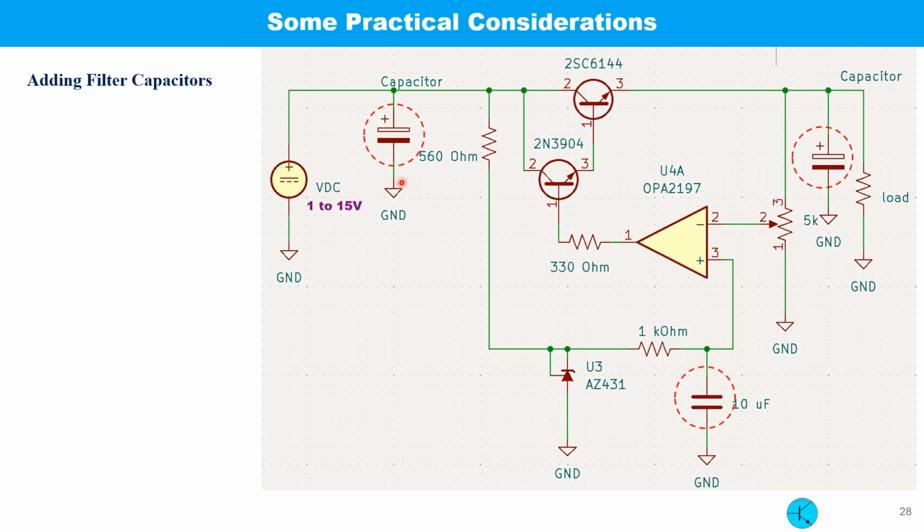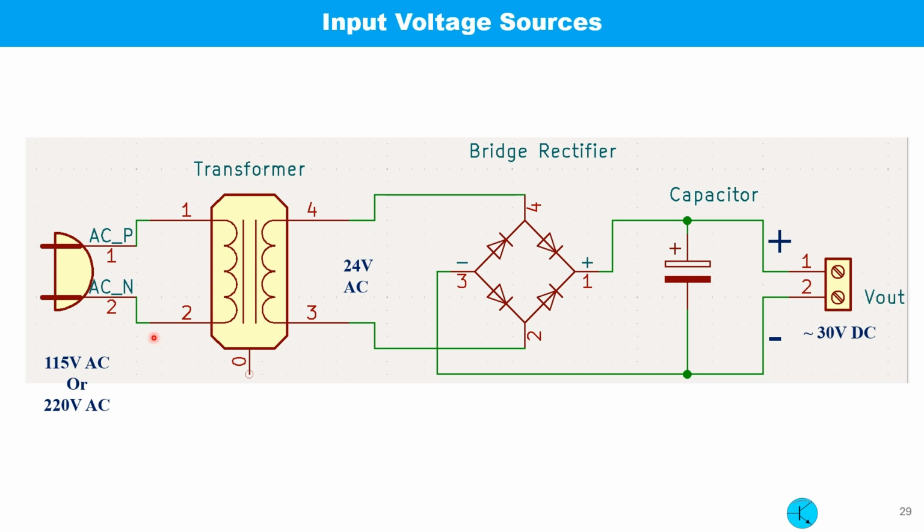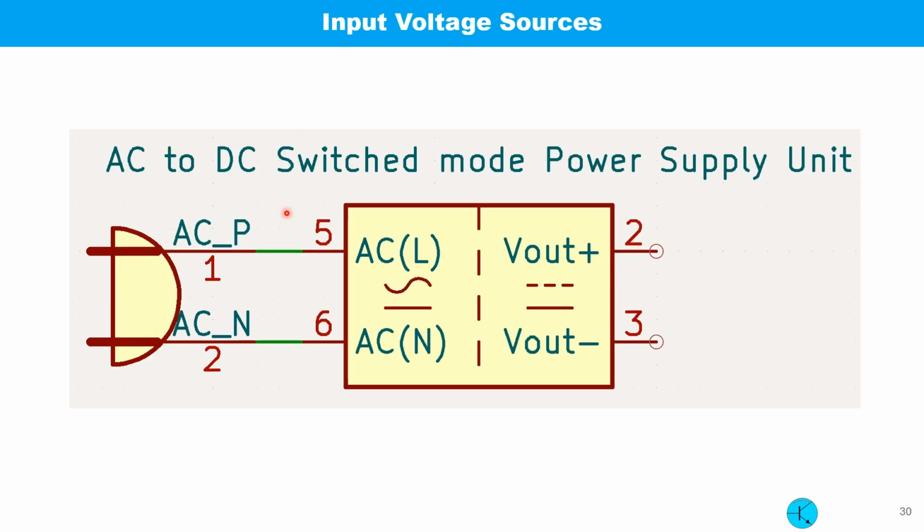So far I have not talked about using capacitors in the circuit. Of course, for a practical circuit we need to add some filter capacitors for better performance. The filter capacitors will reduce the output ripple. This slide shows where we should place filter capacitors: input, output, and on the reference voltage source. For an input voltage source of a regulator, we can use a transformer rectifier circuit as shown, or we can use an AC to DC switched mode power supply.